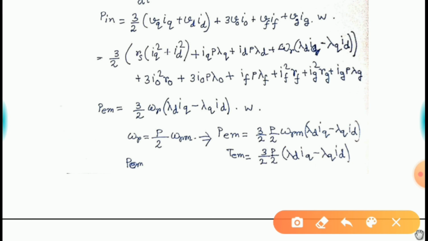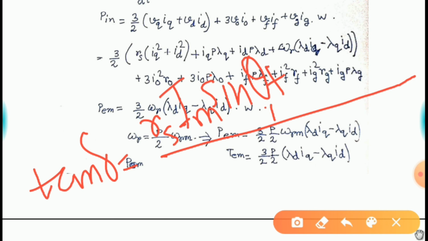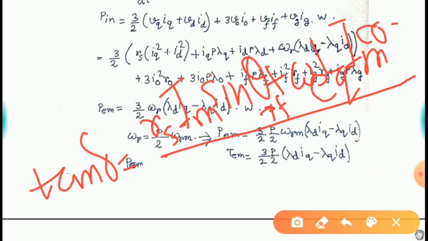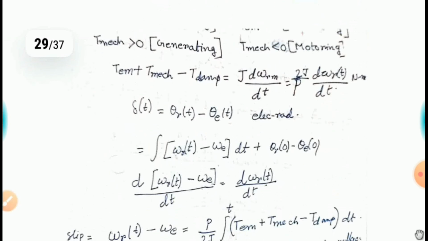Tan delta is equal to Rs Im sin theta pf. This theta pf is our power factor, and here it should be omega e, where omega e is the speed of your electrical rotating field, cos theta pf here. Okay, and so you can write the expression of tan delta.